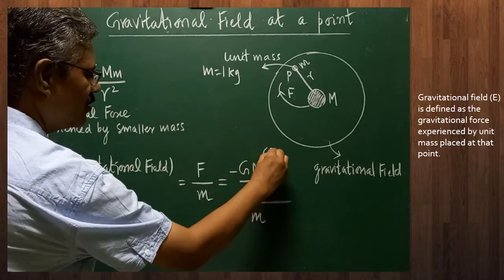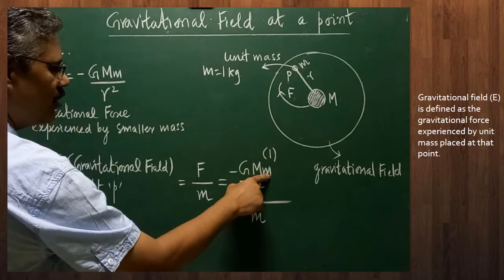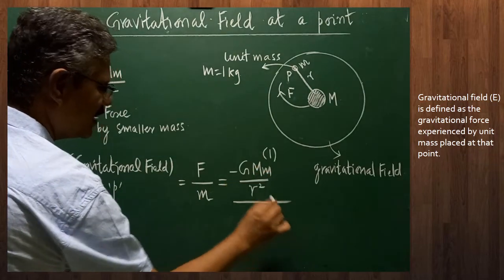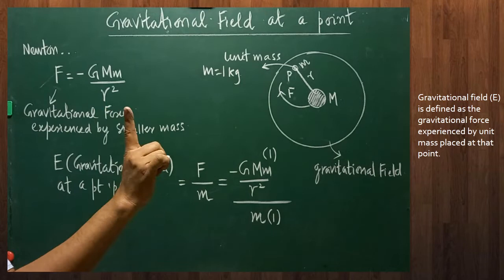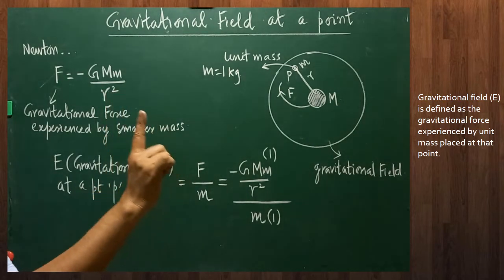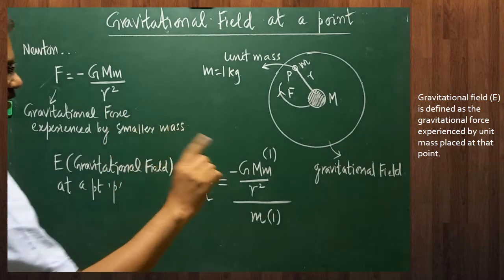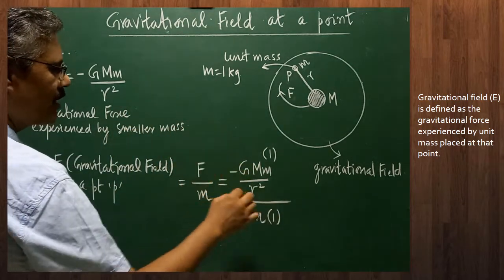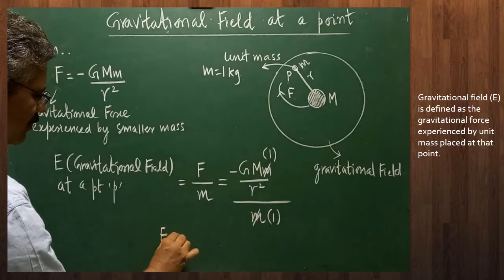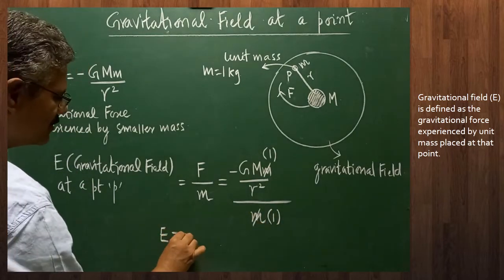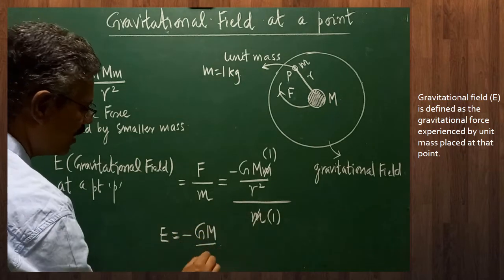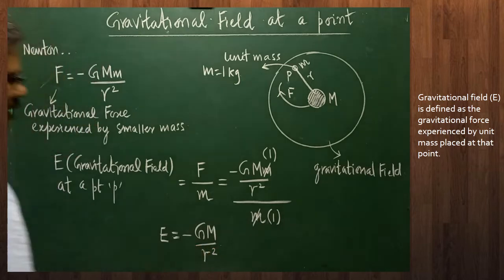So here also we can write 1. Since the value of mass is unity, instead of m we can write the value of m as 1. It can be taken as unity, 1 kg, 1 milligram, 1 centigram, of any value. That should be the value of 1. Now m can be cancelled. So finally, the formula for E can be written as minus GM divided by R square. So this is the formula.